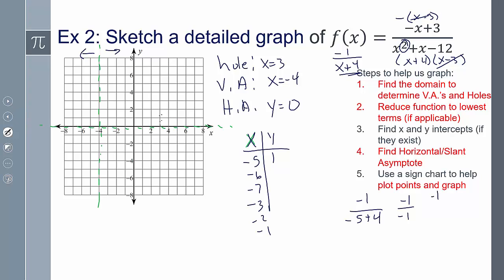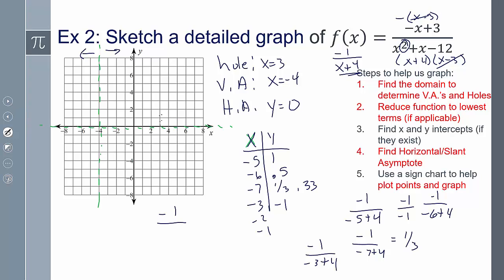If I plugged in negative 6, that's going to give me 0.5. Let's do negative 7. So if I do negative 1 over negative 7 plus 4, that's going to be a third. Okay, so a third or 0.33. If I plugged in negative 3, so that's negative 1 over negative 3 plus 4, that's going to give me negative 1. If I plugged in negative 2, so that's negative 2 plus 4, that's going to give me negative 1/2.